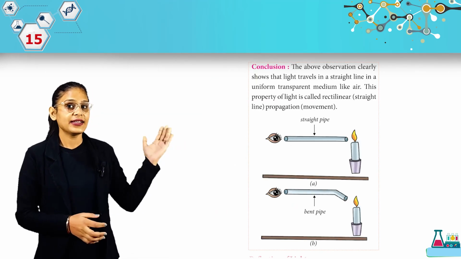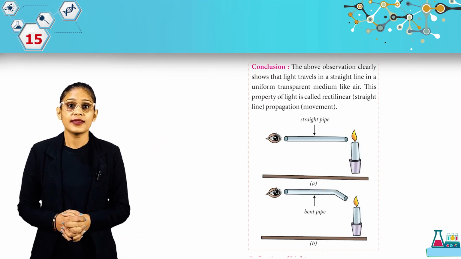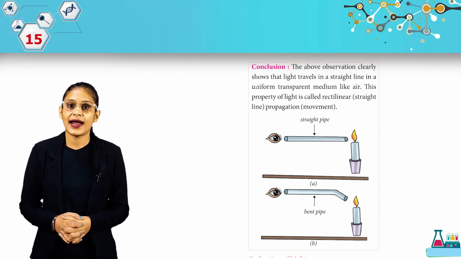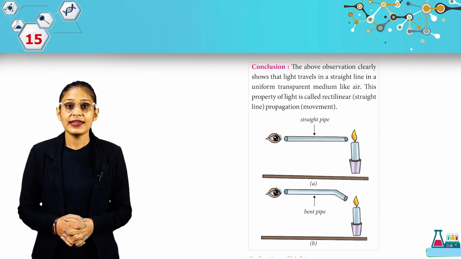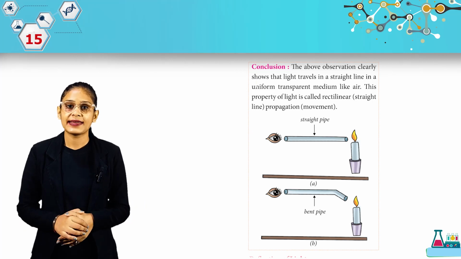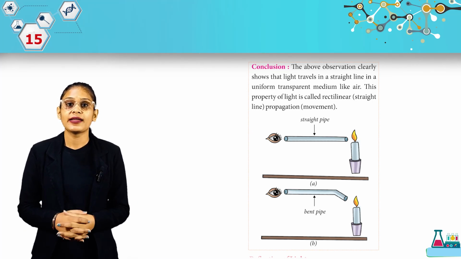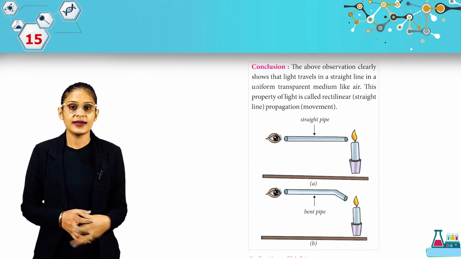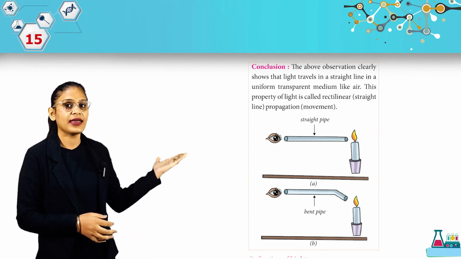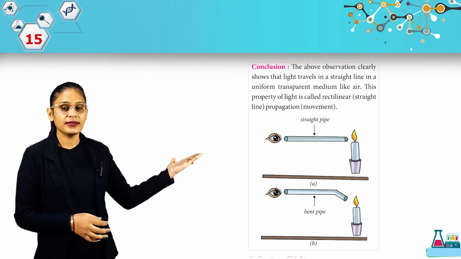Here we have conclusion. The above observation clearly shows that light travels in a straight line in a uniform transparent medium like air. This property of light is called rectilinear propagation. Here we have some pictures. Look here, A and B. Bent pipe and straight pipe.